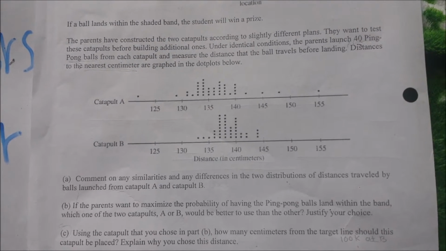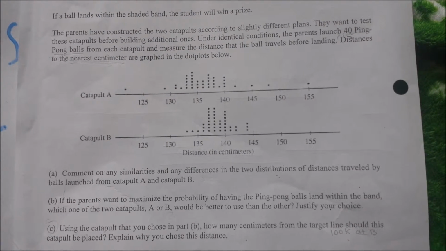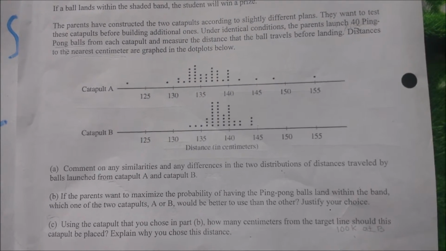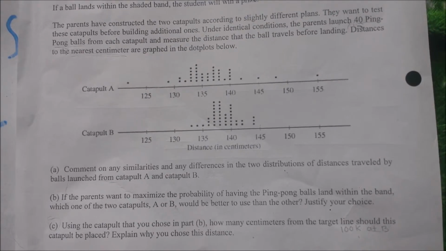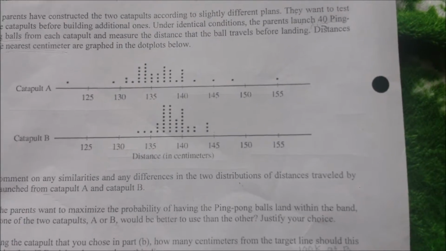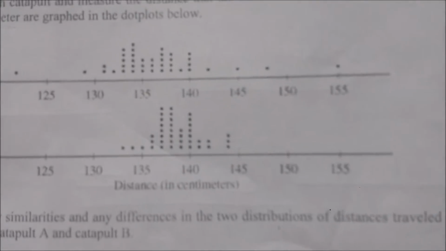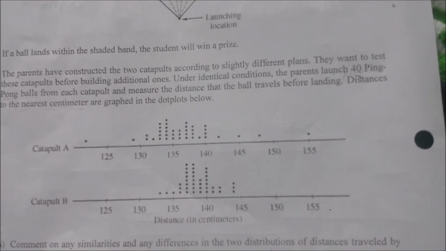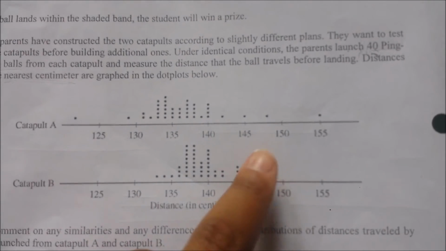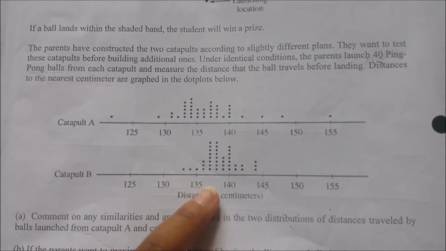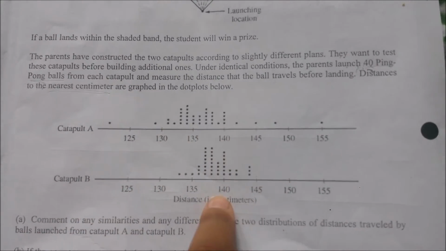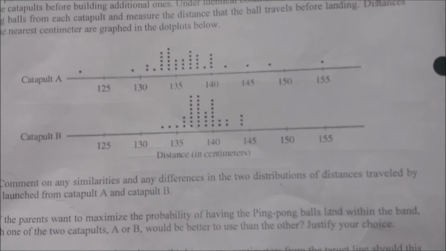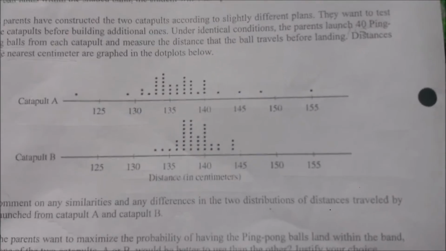Now letter B asks: if the parents want to maximize the probability of having the ping pong balls land within the band, which one of the two catapults, A or B, would be better to use than the other? Justify your choice. I believe that Catapult B would be a better choice because it is normally distributed, unlike Catapult A, where the ping pong balls land in various spaces and are skewed. There are many outliers in Catapult A, whereas with Catapult B, most of your ping pong balls land in the same area. With Catapult B, you have a better chance of getting all your ping pong balls in the same area.